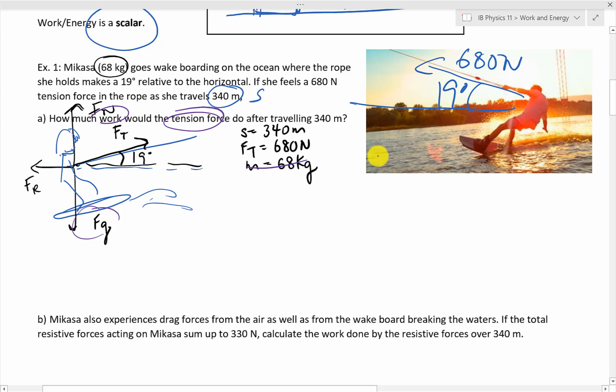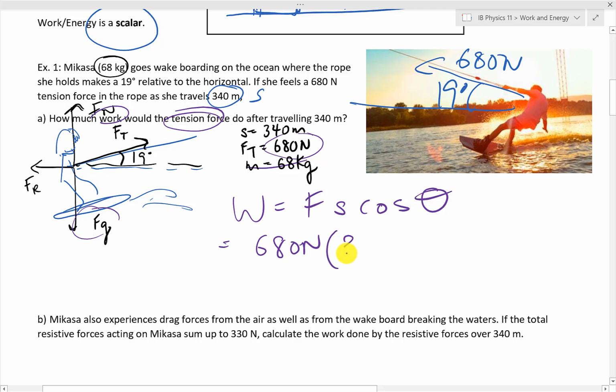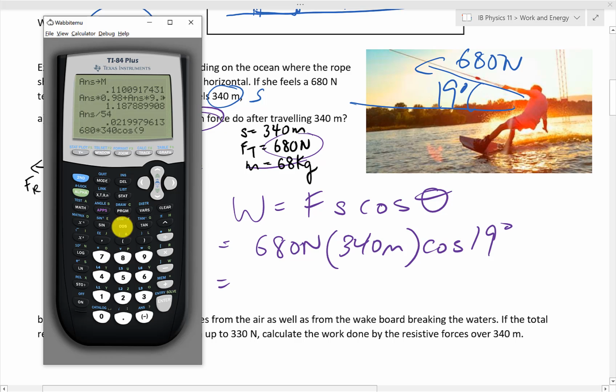I don't even need the mass, because why? Work is just the force times displacement times cosine theta. And in this case, the force is the tension force. That's 680 newtons times the displacement, which is 340 meters. Cosine theta is cosine of 19 degrees. I put that in my calculator and voila.